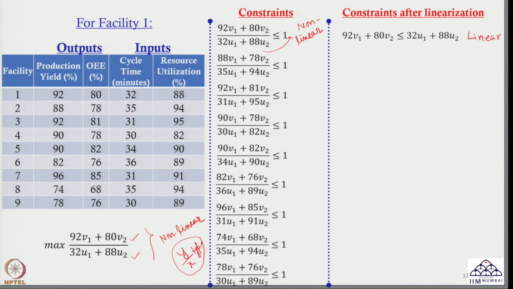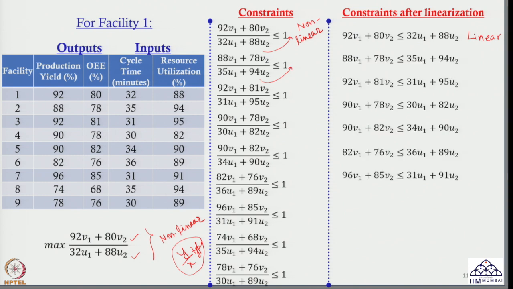Similarly, all these constraints can be easily converted into linear terms if I bring the denominator from here and multiply it with this. That is how all the 9 constraints are converted into linear terms. So, all of these are now linear. Now the constraints are converted into linear.